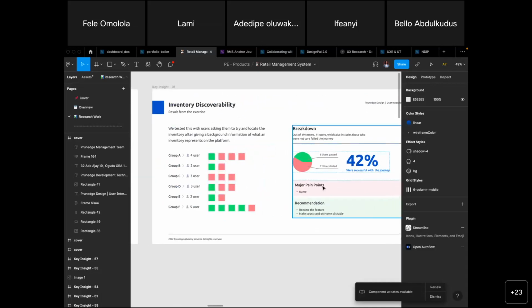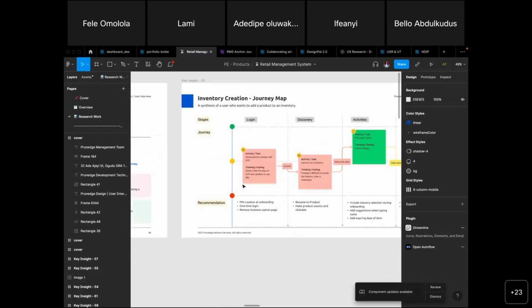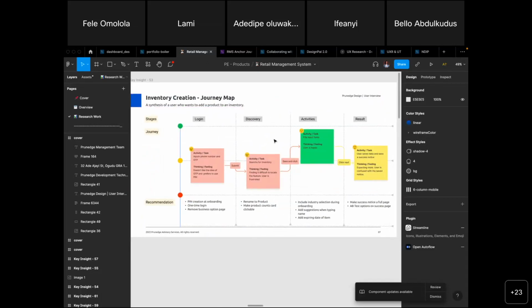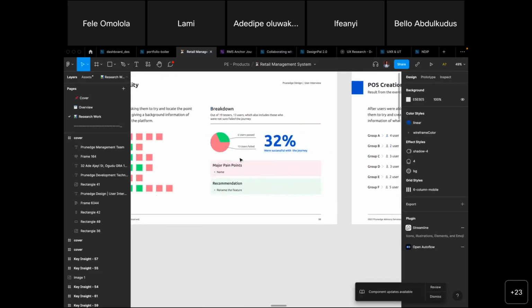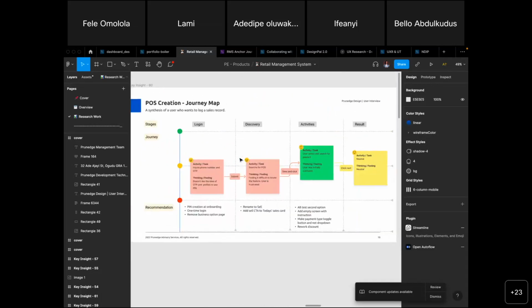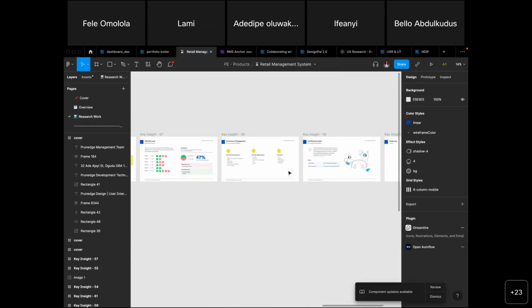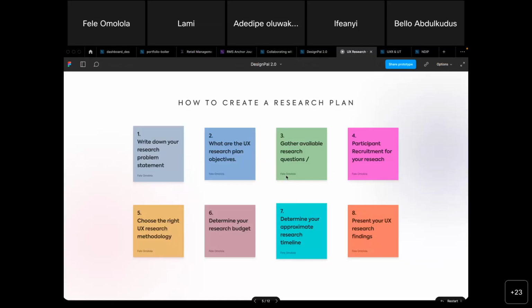So this is the kind of users, the breakdown. This is just the findings. Let me just put down the findings of the research we conducted. I'm still going to come to this. This is my journey map. Under POS, these are just some of the pain points users faced when they were testing our products. Do you understand? I can't show you all, so that's for the research findings. Let's continue.